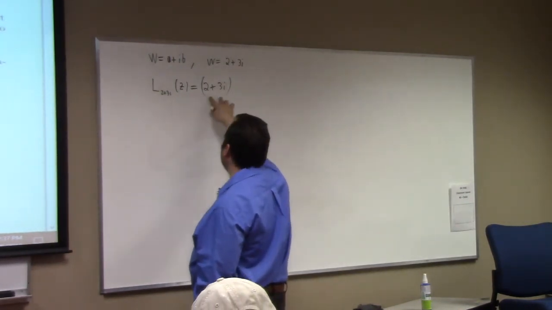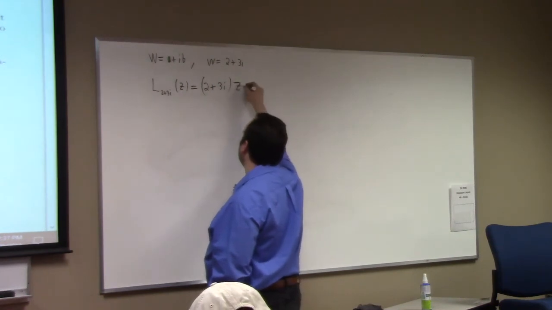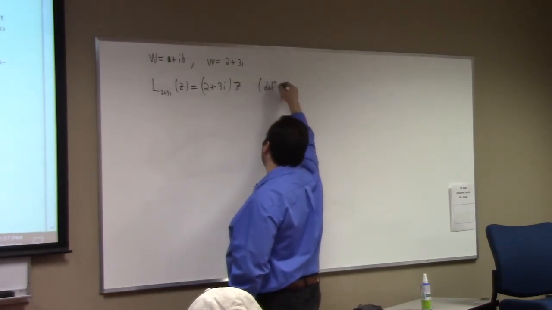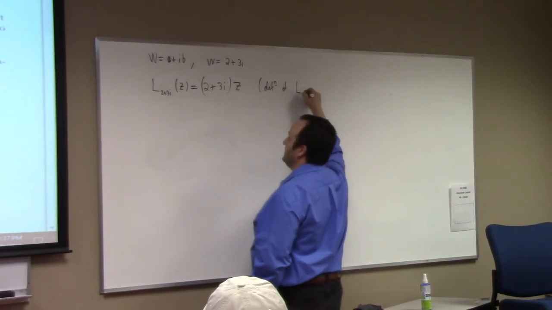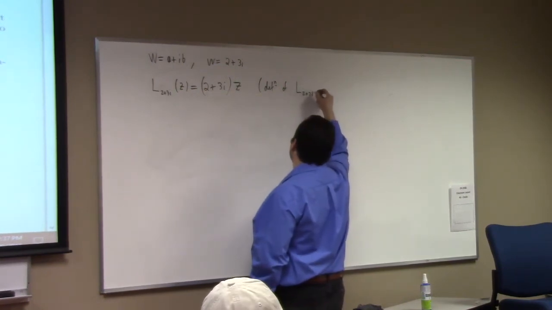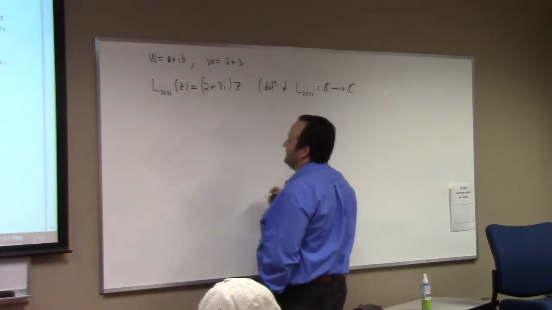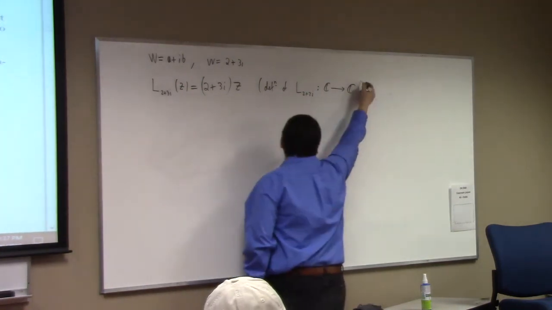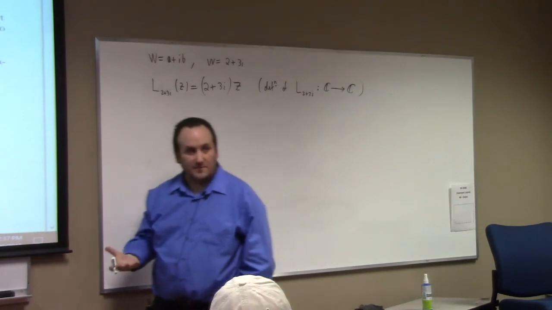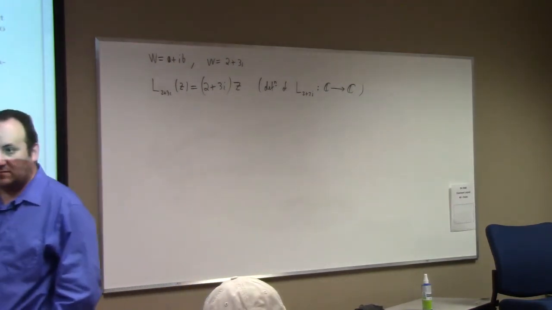So what we do is 2 plus 3i times z. This is just the definition of the map. So this L sub 2 plus 3i is a transformation that goes from the complex numbers to the complex numbers, and it's defined just by multiplying by a complex number. Is that a linear transformation?